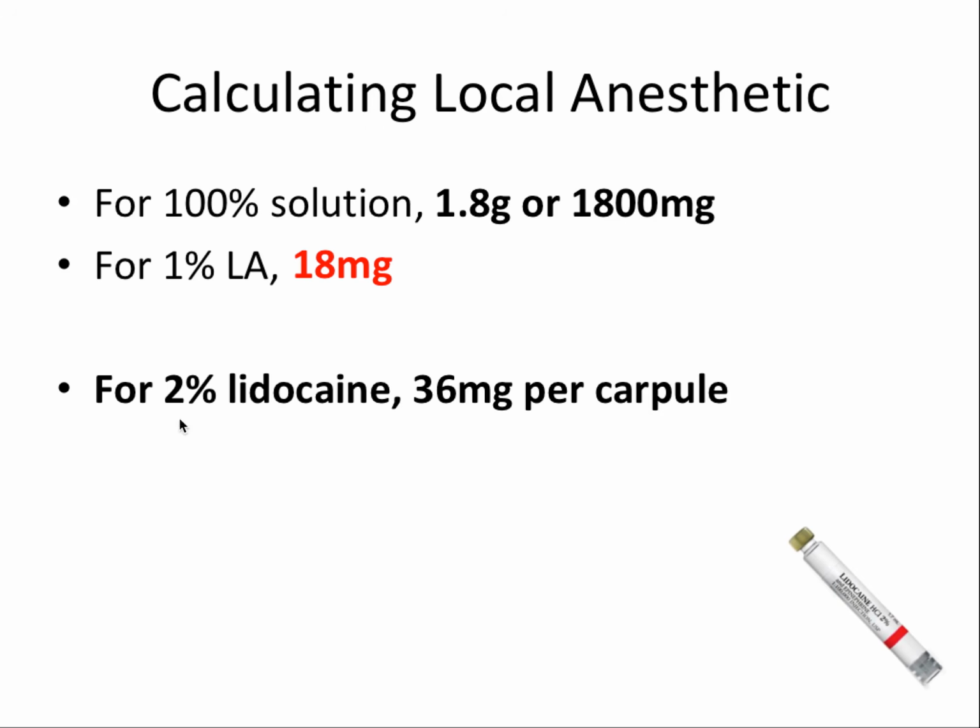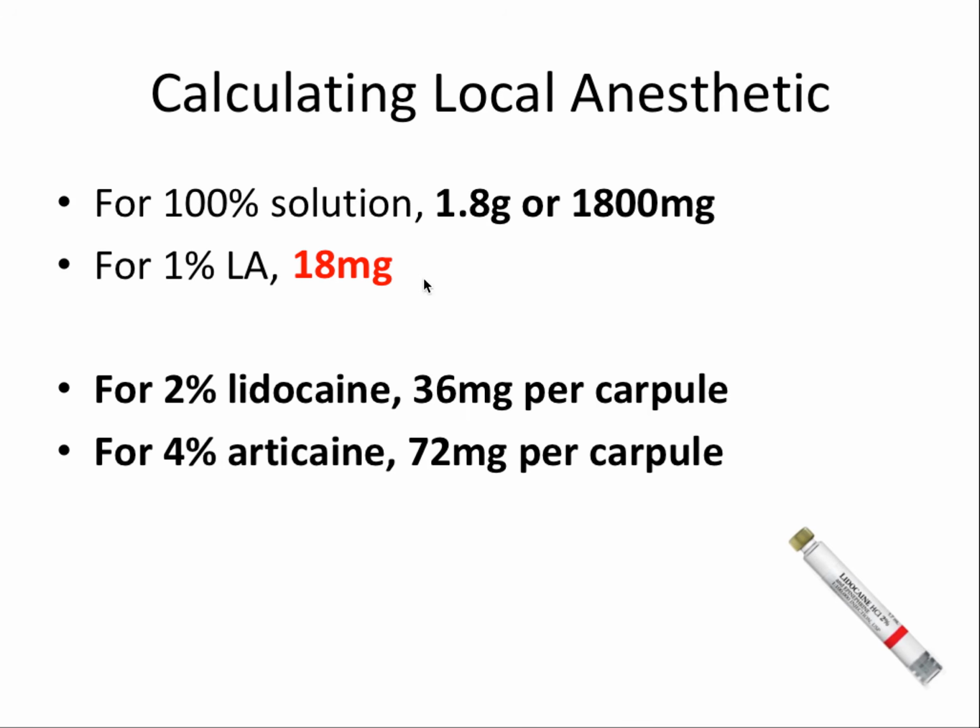So here's an example. For 2% lidocaine, you have 36 milligrams per carpule, because 1% was an 18 milligram block. Now we just add two of those together for a 2% solution. 18 plus 18, we get 36. How about for 4%? We multiply 18 by 4 and we get 72 milligrams per carpule. And that's the gist of it. That's all you have to do.